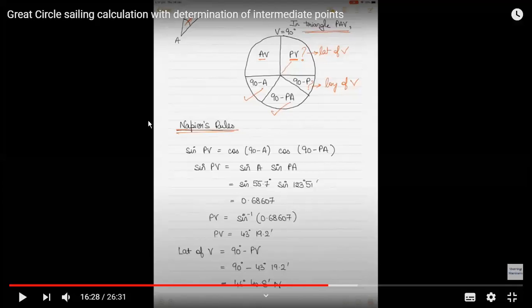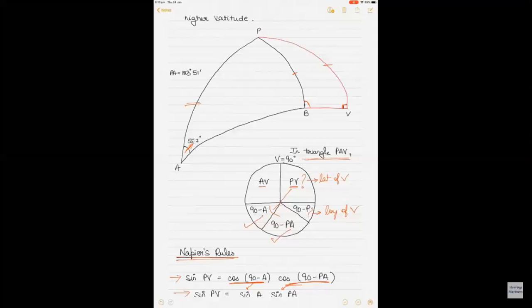So we are using the Napier's rule here: sine of middle part is equals to cos of opposite parts. So sine PV is equals to cos 90 minus A and cos 90 minus PA. To find PV, we have A and we have 90 minus PA, so we can find PV. One point we already learned in trigonometry, that cos 90 minus A is equals to sine A. So sine PV is equals to sine A sine PA, and we put the values and we get the value of PV.